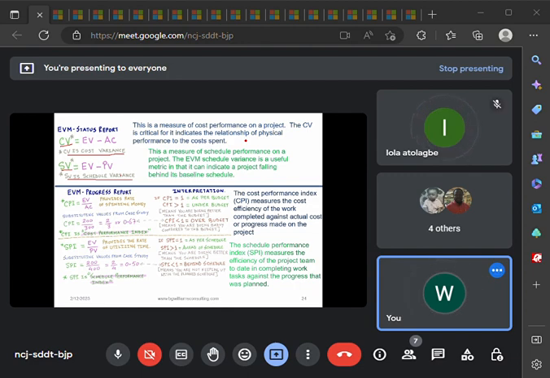All right, let's play with it. Write the following figures down. Let your EV be equal to 500 and let your AC be equal to 600 and let your PV be equal to 550. So we've said EV is 500, AC is 600, and PV is 550. So with those values, calculate CV and calculate SV. Please, 1 minute, please.